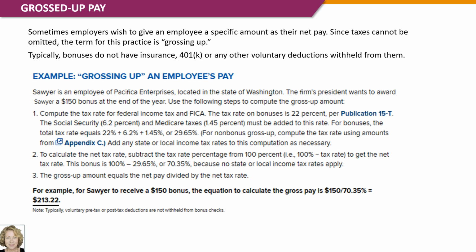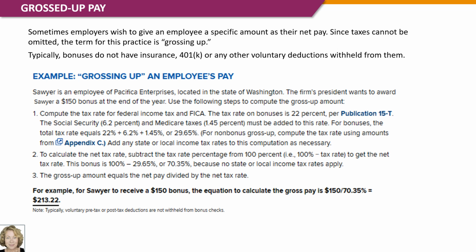So first we calculate the federal income tax and FICA. The tax rate on bonuses is 22%, and FICA is 6.2% for Social Security and 1.45% for Medicare. So the total of the percentages is 29.65%. If there's a state tax, you'd add that amount as well.